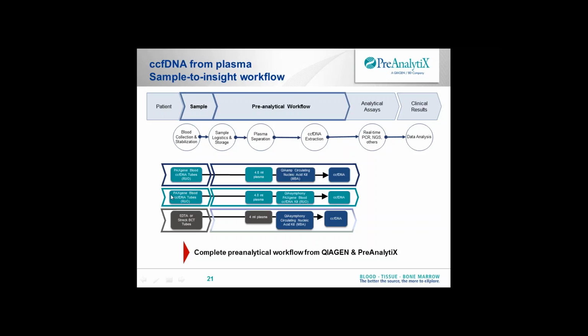But if you have a higher throughput and you like the idea of a closed and integrated system, you can use the plasma from our new tubes with the new QIAsymphony PAXgene Blood ccfDNA kit to get ccfDNA. But even if you need EDTA plasma or plasma from other tubes for certain applications, this will be addressed via the generic QIAsymphony circulating nucleic acid kit. So overall, with this solution, we think that we have a complete pre-analytical workflow addressed by QIAGEN and PreAnalytiX.